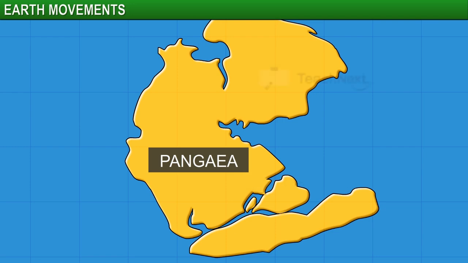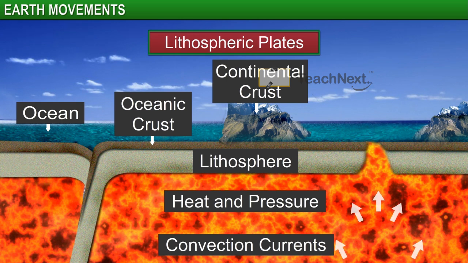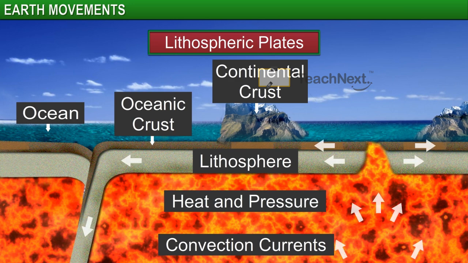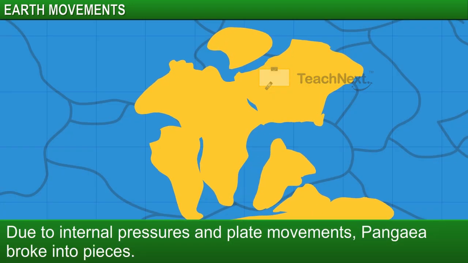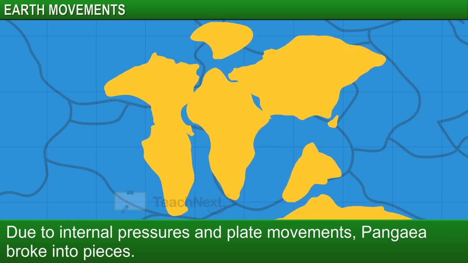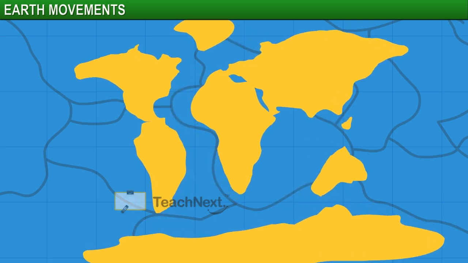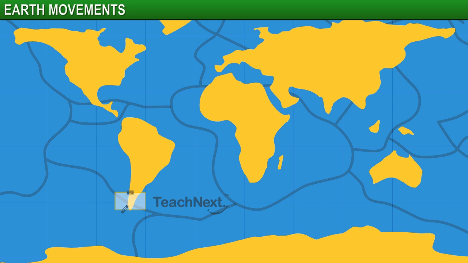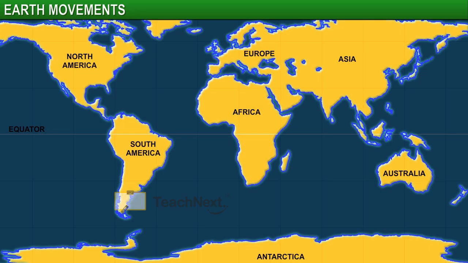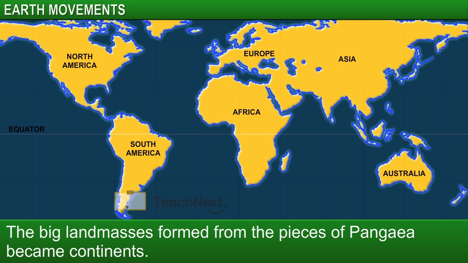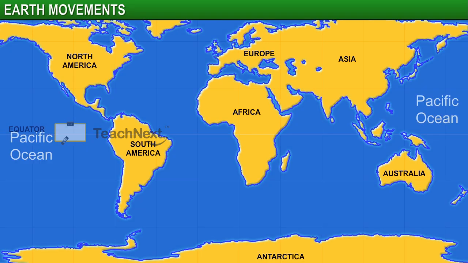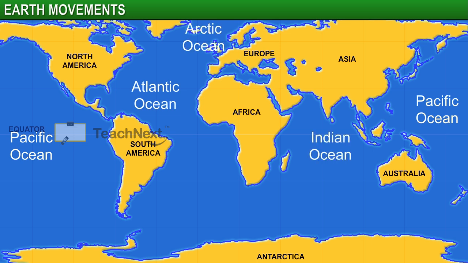Wegener said that due to some internal pressures and the movements of plates on the Earth's surface, Pangaea broke into pieces. Those pieces of land started drifting away from each other. The big land masses became continents. Water collected between these land masses to form the oceans as we know them today.